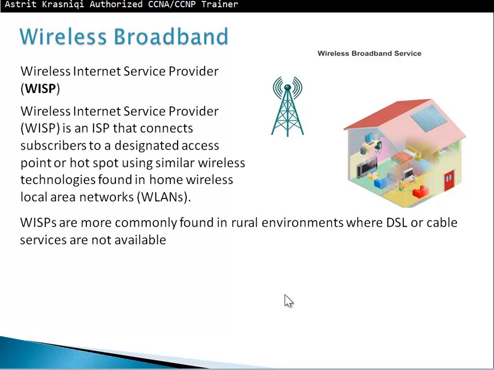Wireless broadband: these are wireless internet service providers, or WISPs, which are ISPs that connect subscribers to a designated access point or hotspot using similar wireless technology found in home wireless local area networks, or WLANs. WISPs are more commonly found in rural environments where DSL or cable services are not available. So I use wireless ISPs to connect to broadband onto the internet. Here in London, they're not as popular. I've seen some in central London where you can subscribe to a wireless internet service provider, but not as popular as DSL or cable.